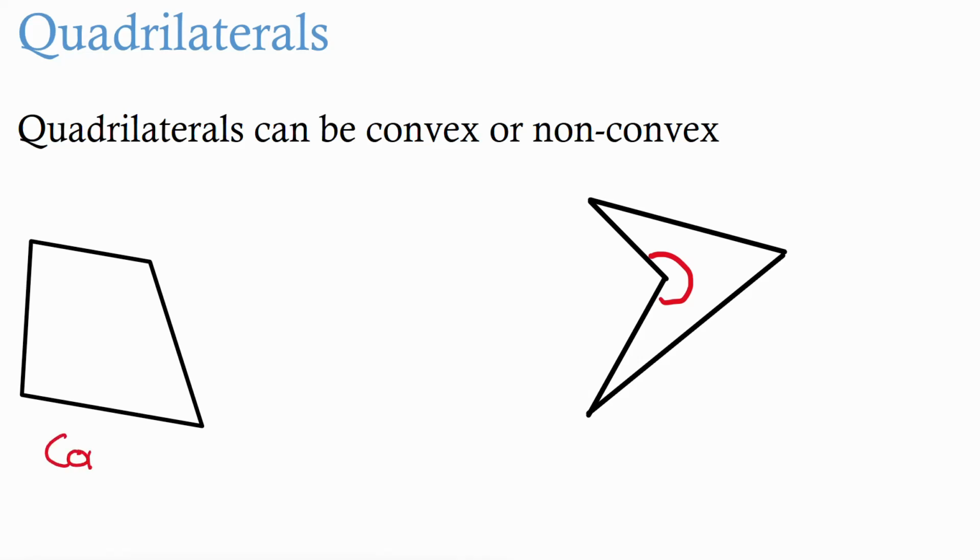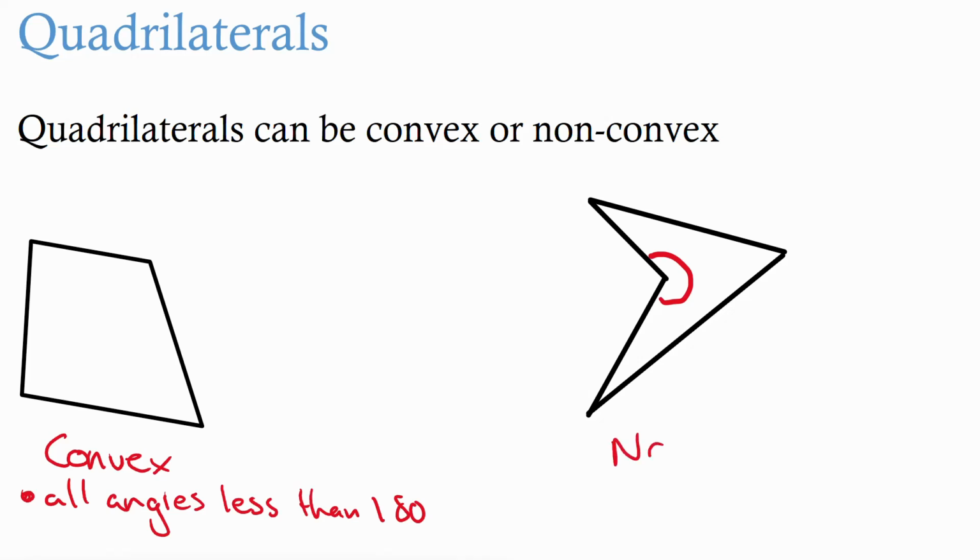Now, this is what we call your convex quadrilateral. It's probably the most basic one you see. And all the angles are less than 180. Now, when I say angles, I mean the internal angles. Over here, we have a non-convex. It's where you have one reflex angle, which remember is greater than 180 degrees.